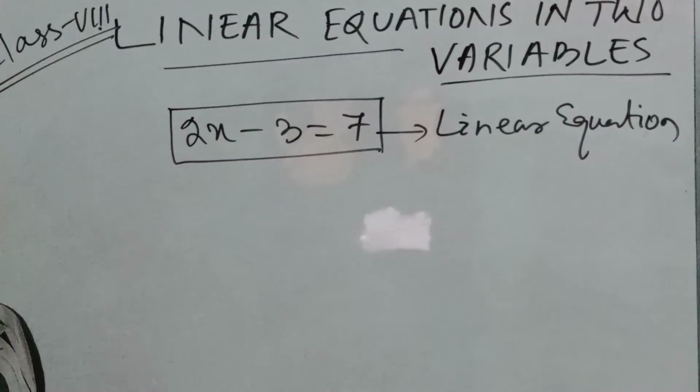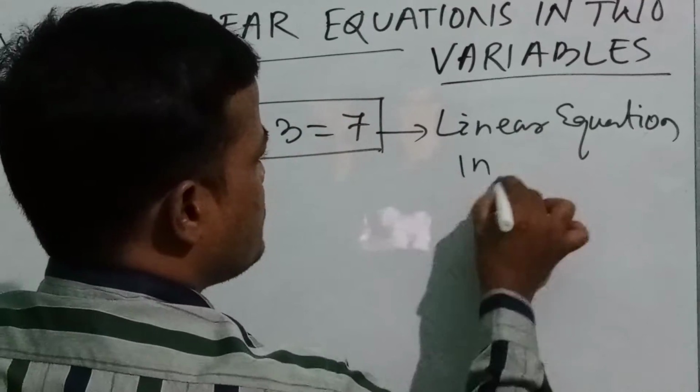How many variables are there? एक ही वेरिएबल है तो इसको हम क्या बोलेंगे? Linear equation in one variable.